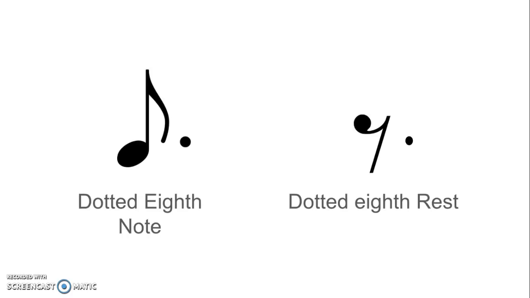Dotted eighth notes are an eighth note with a dot. Dotted eighth rests are an eighth rest with a dot. You'll sometimes see these looking like this. They're usually with a 16th note, or the 16th notes first. So just so you know, they can be beamed too.